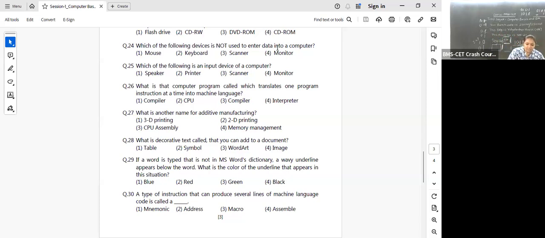Next is, what is that computer program called which translates one program instruction at a time into machine language? Now this I'll tell you. The answer is interpreter. Please mark the answer as interpreter. Now, why is the answer interpreter? Have you heard about C programming?